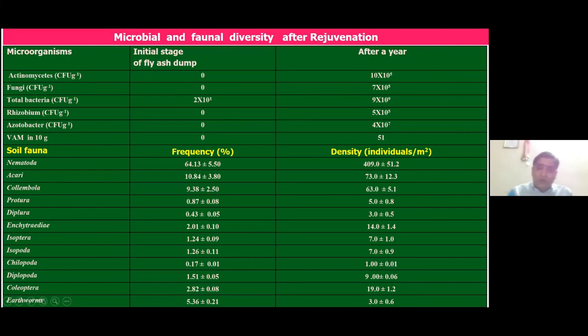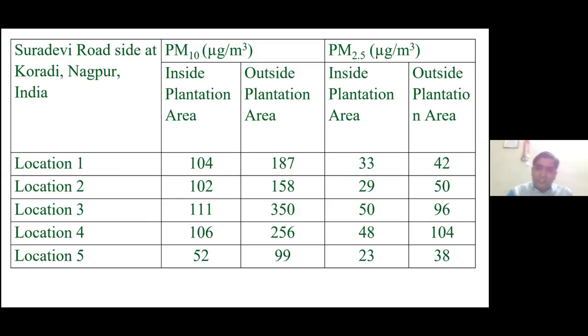If we talk about pollution, you can see here, outside the plantation area where we have not planted any species, this is the dust content. This is the PM10, 187, and we have reduced 187 to 104, which is the permissible limit for any industry. In the case of PM2.5, earlier it was 42, and now in one location it has come to 33. So the dust problem we have also reduced within 2 years.